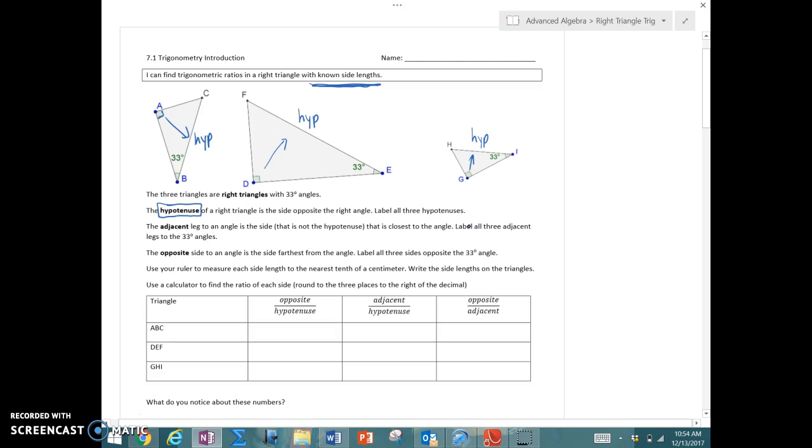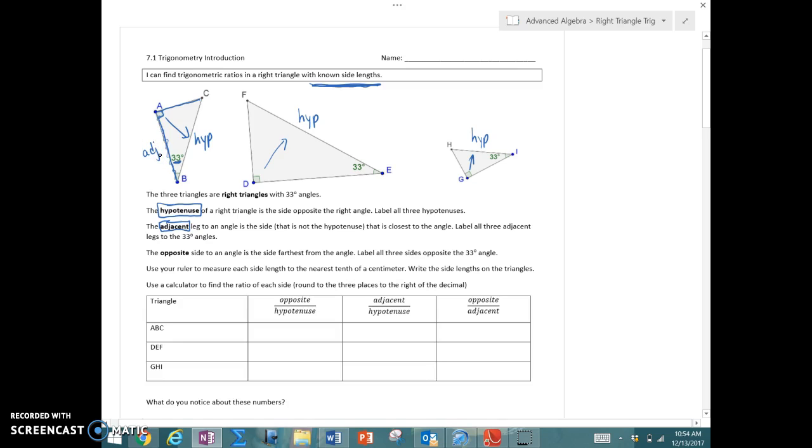The other two sometimes are a little more confusing for students. The next one we're going to talk about is the adjacent leg. Now both these other ones are called legs because they are not the hypotenuse. So in ABC the two blue sides are called legs. The adjacent leg is the one that is touching the angle that you're talking about, but not the hypotenuse. So in this case, this leg right here is touching the 33-degree angle, which is the angle that we're discussing in this part of the unit. So this side is called the adjacent.